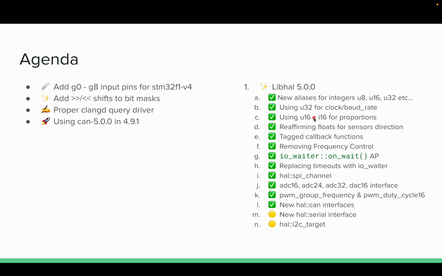Drivers I'm going to dispose of don't matter. But in some areas, Hertz is just going to represent Hertz, and it's going to be float until 5.0. But things like ADC 12, 16, 24, 32, DAC 16, SPI channel, PWM group frequency, and PWM duty cycle 16, I plan to bring those over. I don't know exactly when, because I don't think they're hyper necessary right now. Definitely will come in with 5.0, but at some point we will work on that.